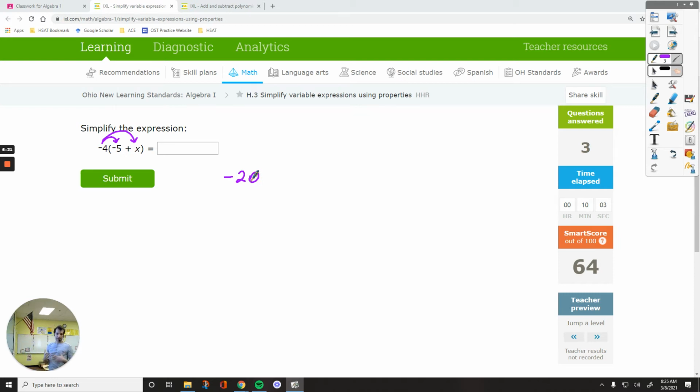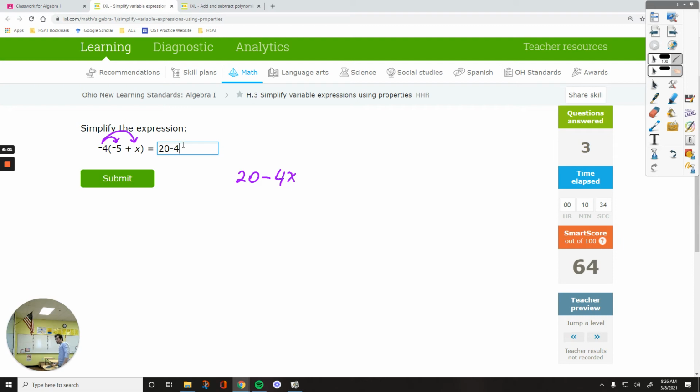So first, let's decide the sign. Negative times positive is negative. 4 times x is just 4x. So both of them, my bad. I don't know why I put -20 in there, because -4 times -5 is positive 20. Let's just clear this. Okay. So positive 20 minus 4x would be our answer for this question.